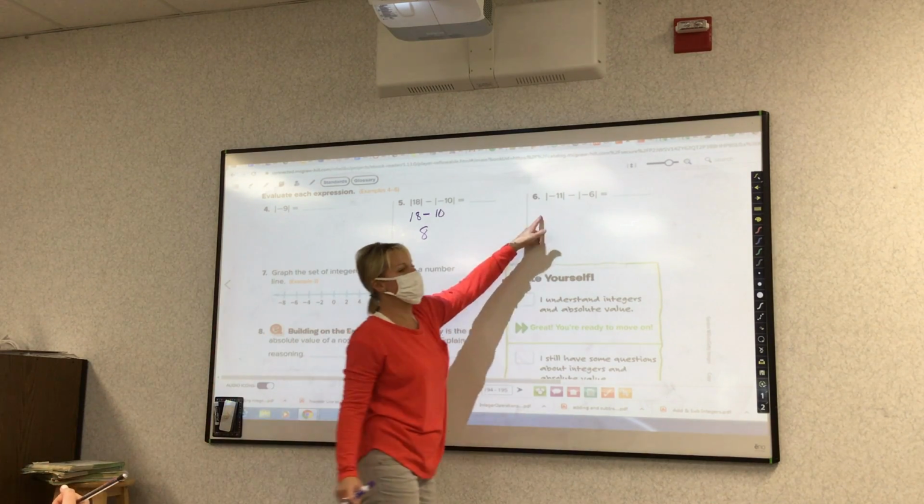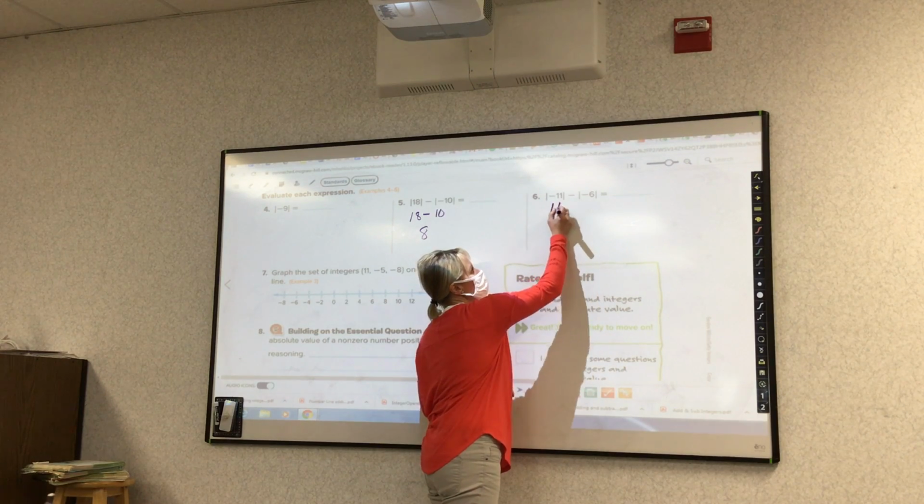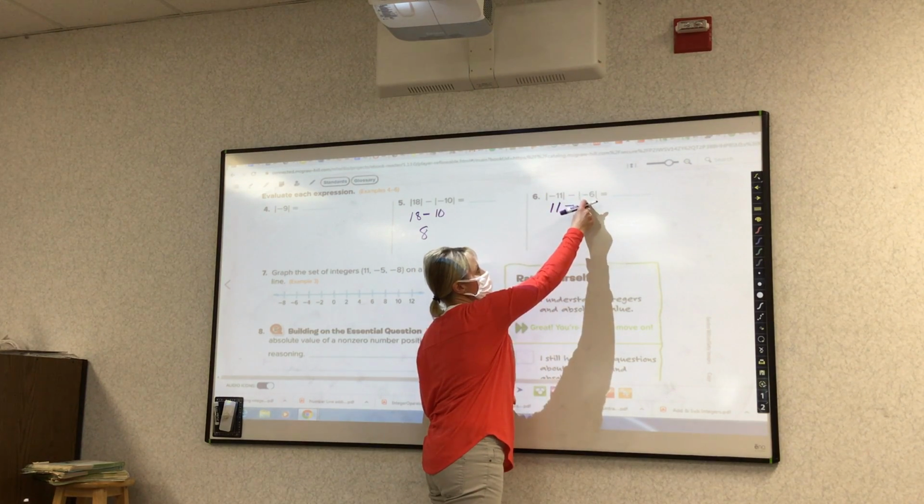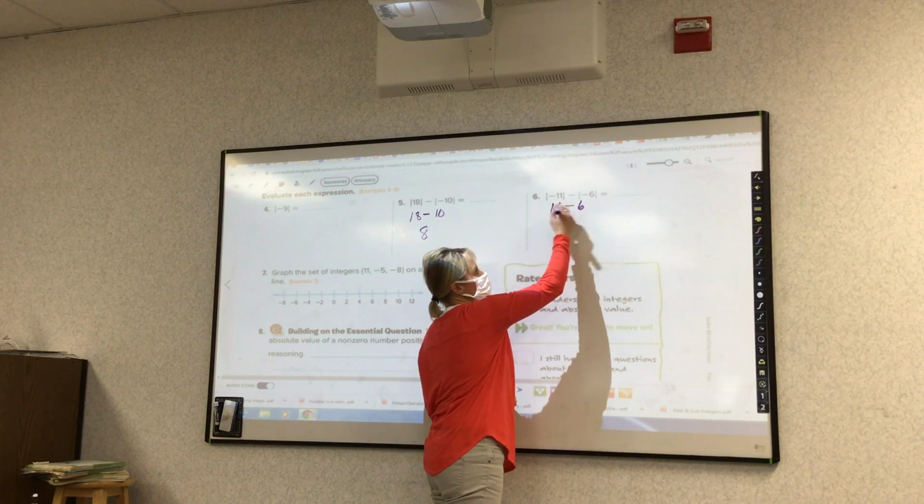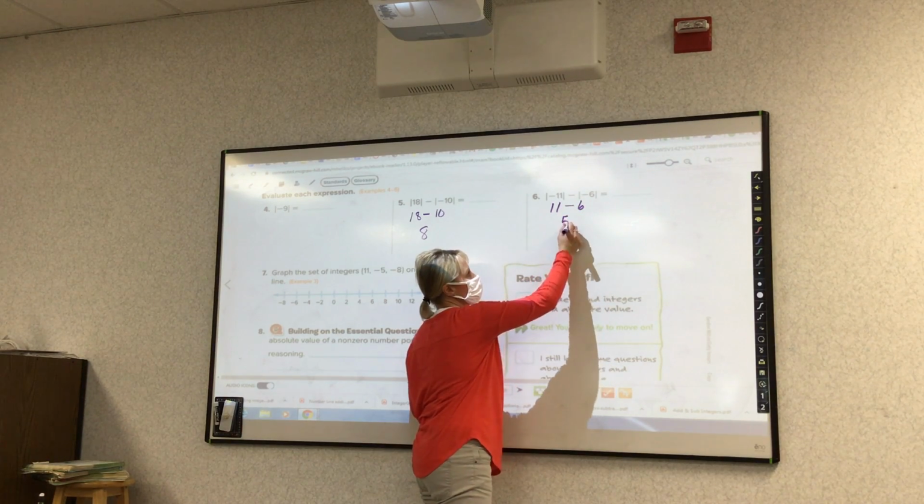The absolute value of a negative 11? 11. Bring down the subtraction sign, the absolute value of negative 6. And then 11 minus 6 is? 5.